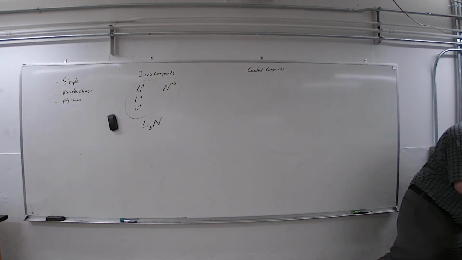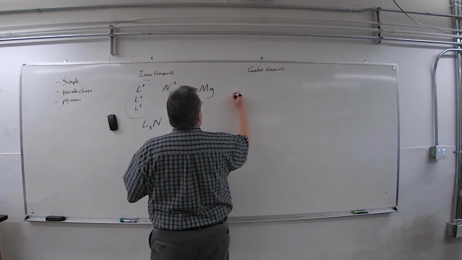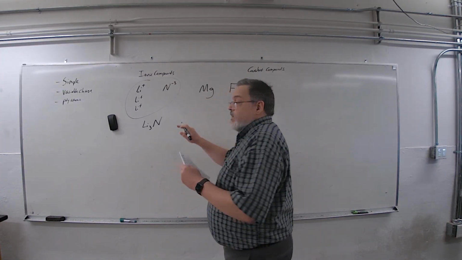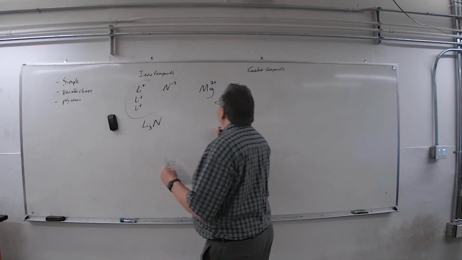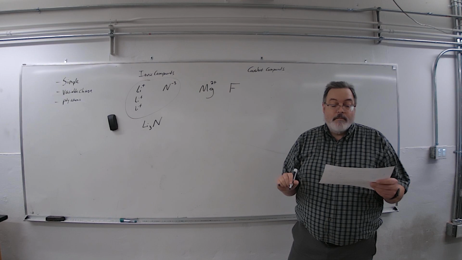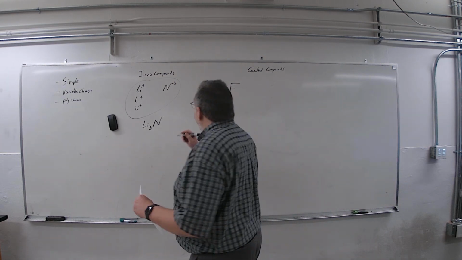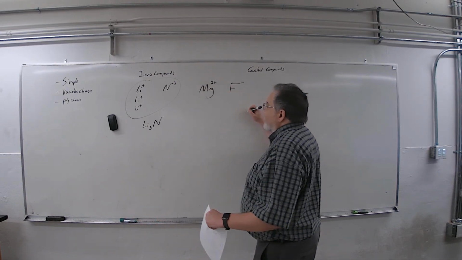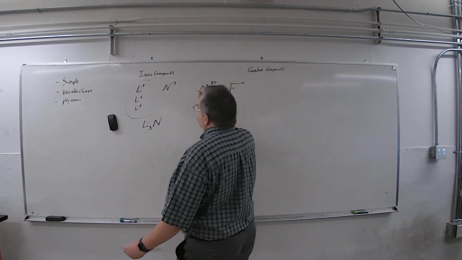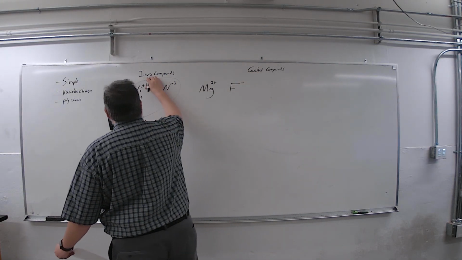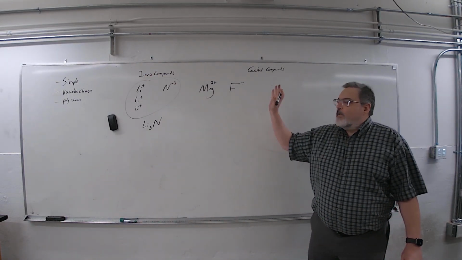Let's try another one. What's the charge on Mg? 2+. What's the charge on fluorine? It's a non-metal. Negative. -1. I'll say this again. I don't know why, but we don't write the 1. We just put the sign there when it's 1. I did the same thing here. I didn't put a 1 there. I don't know why.